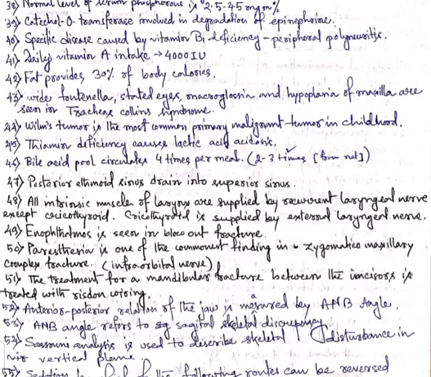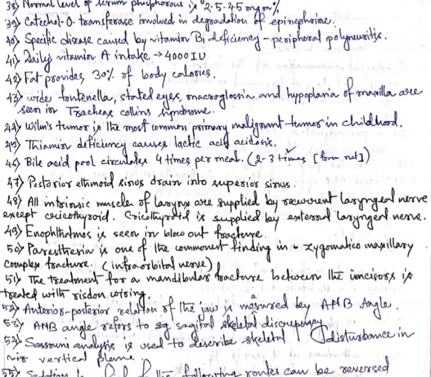All intrinsic muscles of larynx are supplied by recurrent laryngeal nerve except cricothyroid. Cricothyroid is supplied by external laryngeal nerve. Enophthalmos is seen in blowout fracture. Paresthesia is one of the commonest findings in zygomaticomaxillary complex fracture due to infraorbital nerve injury. A mandibular fracture between the incisors is treated with Risdon wiring.